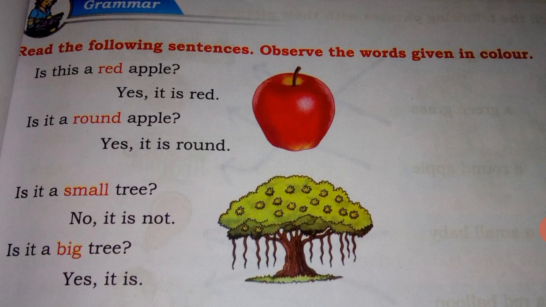Today we will do the activities related to grammar. Read the following sentences. Observe the words given in color. Here they have given some pictures, and first see the first picture. What is it? It is an apple. What is the color of this apple? Red color, right? So what they are asking is, is this a red apple? Blue apple? Green apple? No. So what should be your answer?